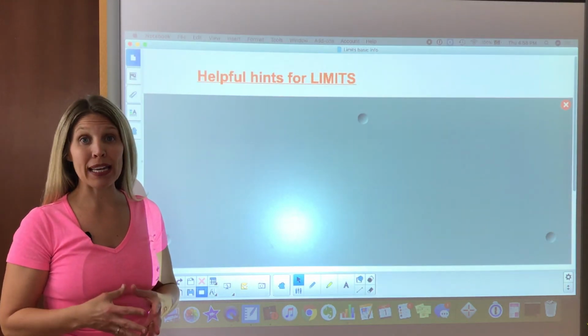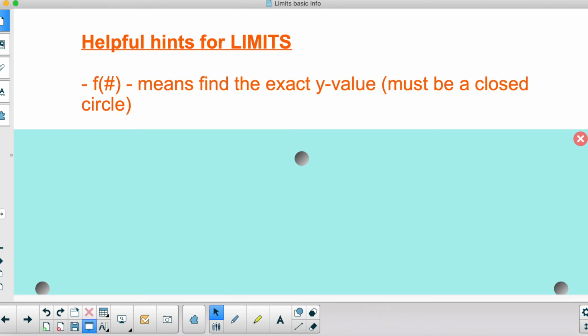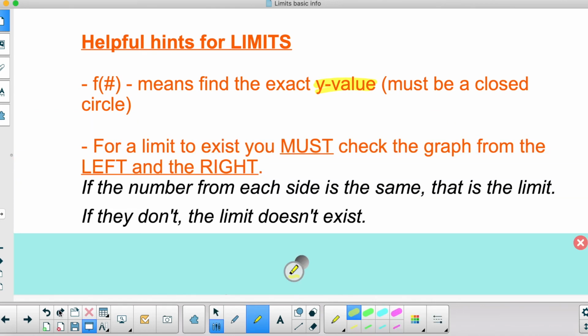Now let me give you some quick, helpful tips about limits. First, f of a number means they want to find the exact y value. They want the exact y value, which means you must have a closed-in circle. Hint number 2. For a limit to exist, you must check the graph from the left and from the right. If the number from each side is the same, that is the limit. If they don't, then the limit doesn't exist.